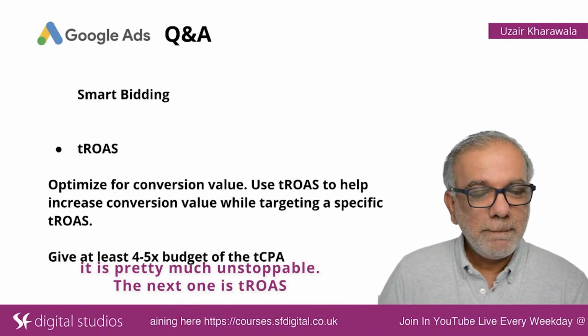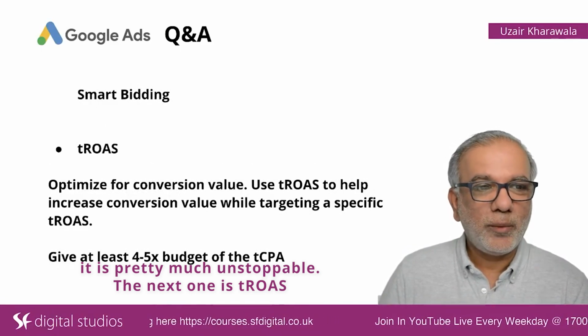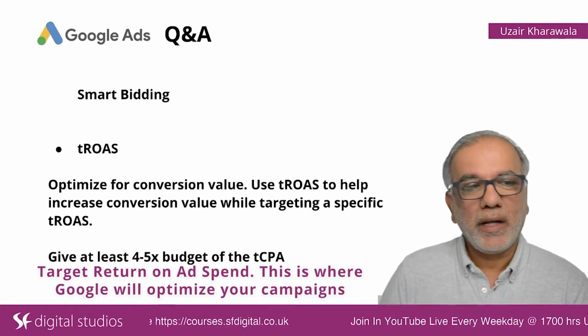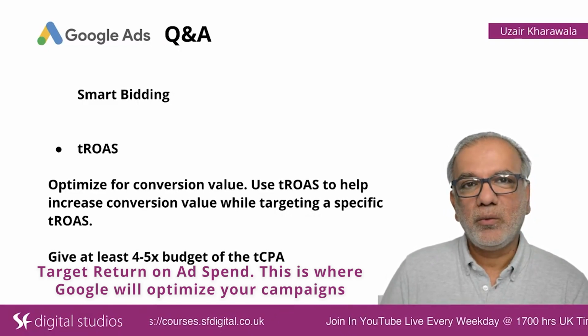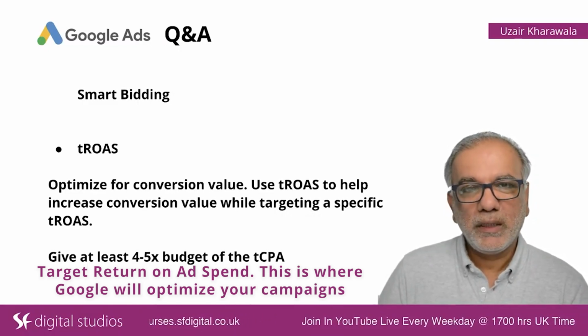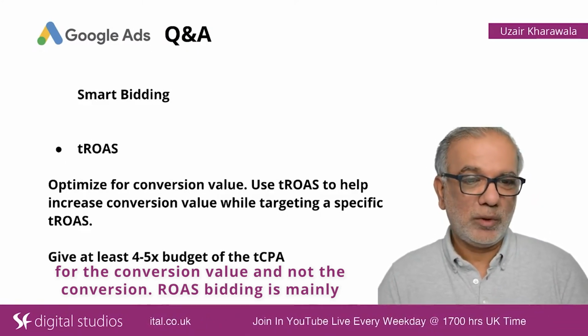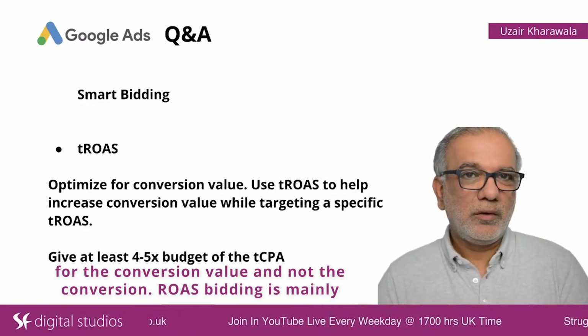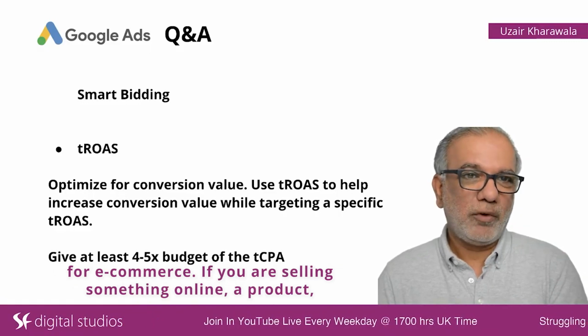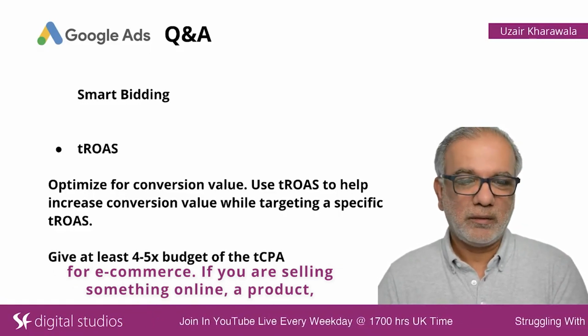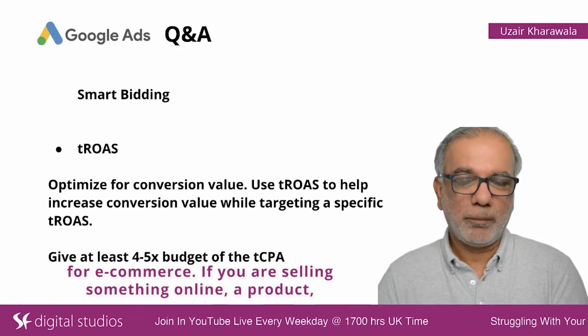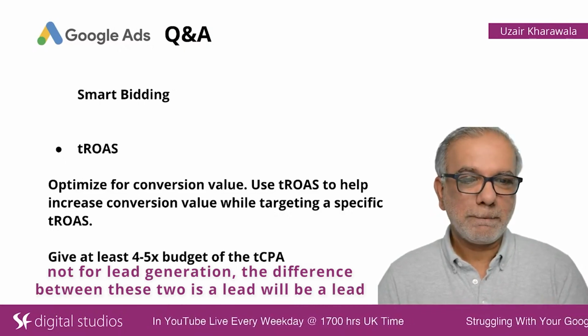The next one is TROAS, target return on ad spend. This is where Google will optimize your campaigns for the conversion value and not the conversion. ROAS bidding is mainly for e-commerce, if you are selling something online, a product, not for lead generation.